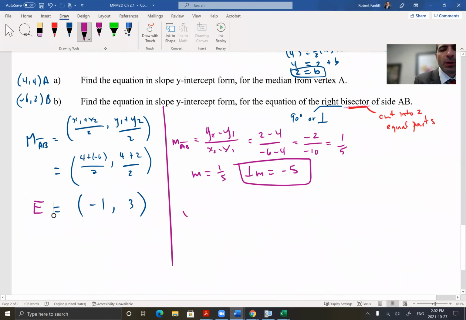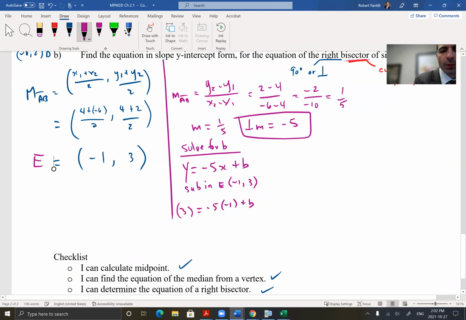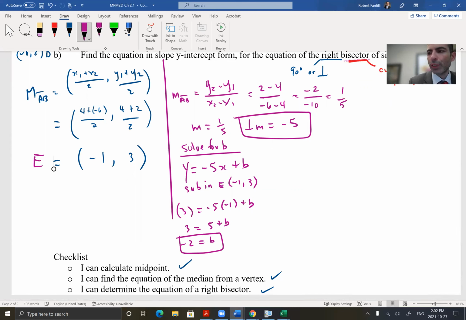So now we know y equals negative 5x plus b. To solve for b, we're going to sub in the only coordinate we know, which is E, negative 1, 3. Sub in 3 for y and negative 1 for x, and we get 3 equals 5 plus b. Bring the 5 over, switch teams, change jerseys, and there we go. So our final equation is y equals negative 5x minus 2.